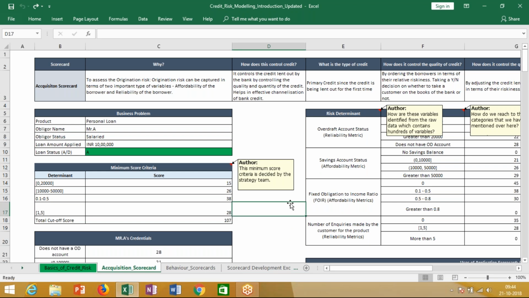So if possible, if time permits, after all our model development exercises are completed, I will try to butt in with this particular part and discuss how strategy teams do their things, right?